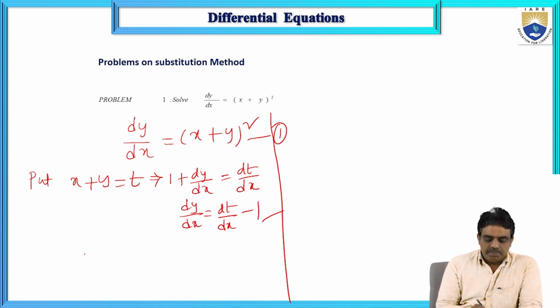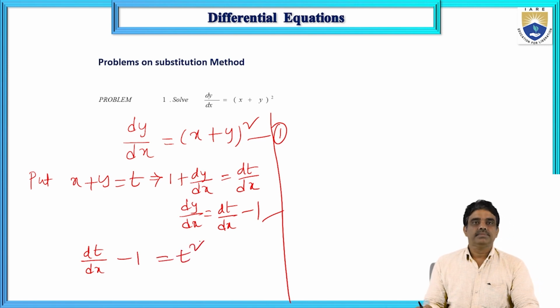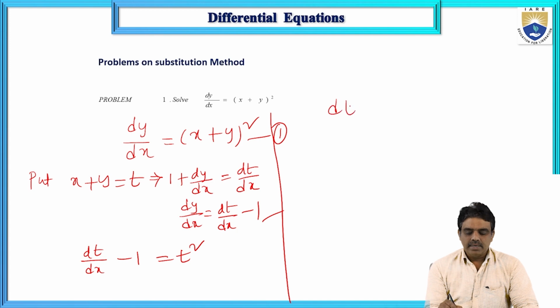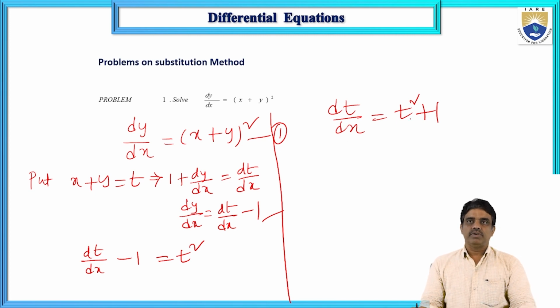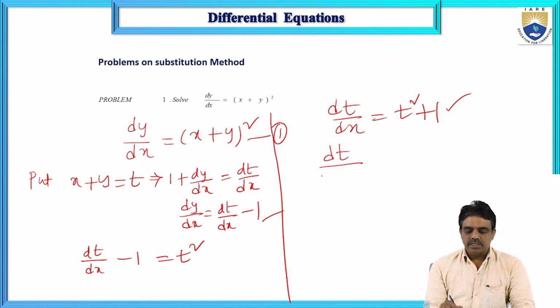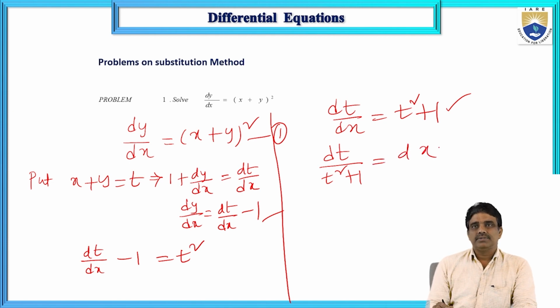So on substituting this in equation 1, dy by dx can be replaced by dt by dx minus 1 is equal to t square. Or what I can write is dt by dx is equal to t square plus 1. So minus 1 on writing on the right hand side will give plus 1, and dt by dx is equal to t square plus 1, and the right hand side term is a complete function of t. Now on separating the variables, dt by t square plus 1 is equal to dx.